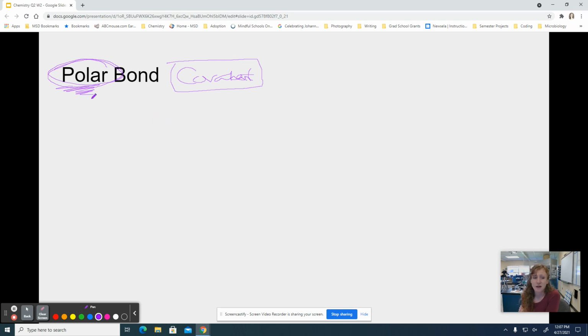Okay, so polar just means that the bonding electrons shift. The bonding electrons, which should be shared between two atoms, should live in this area. They're actually going to shift towards one atom because that atom has higher electronegativity. So let's look at this in two examples.